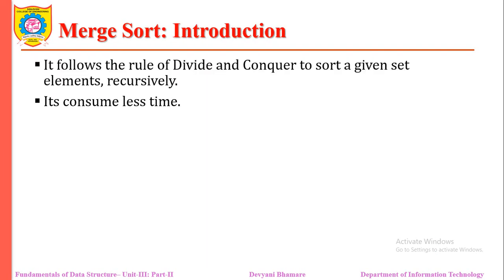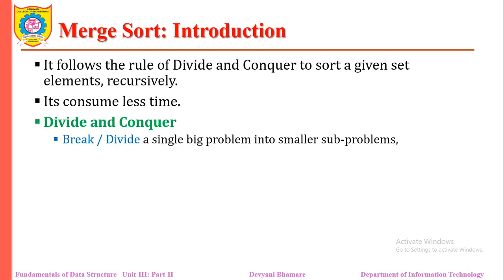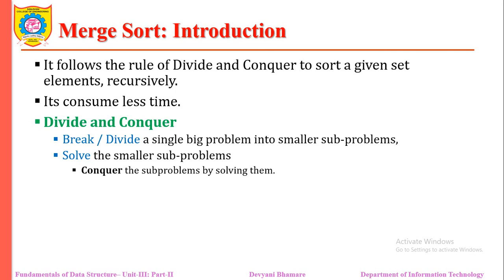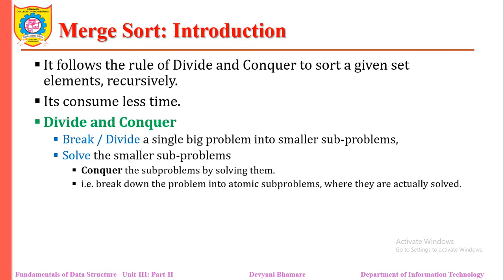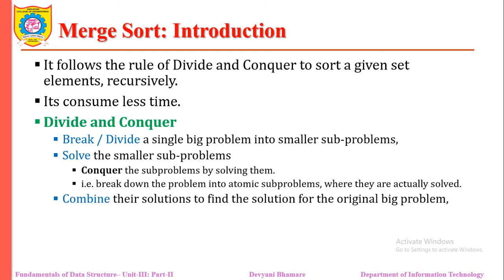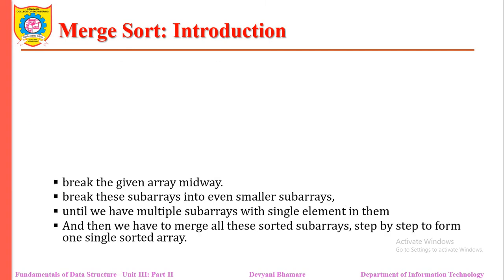So what is merge sort? Merge sort follows the rule of the divide and conquer technique to sort the given set of elements recursively. It requires less time as compared to quicksort. We'll see it. So how does it work? It is based on divide and conquer. Divide means take a bigger problem and divide it into smaller parts. At the end, we combine their solutions to get our original array, so it becomes easier to solve the whole problem.